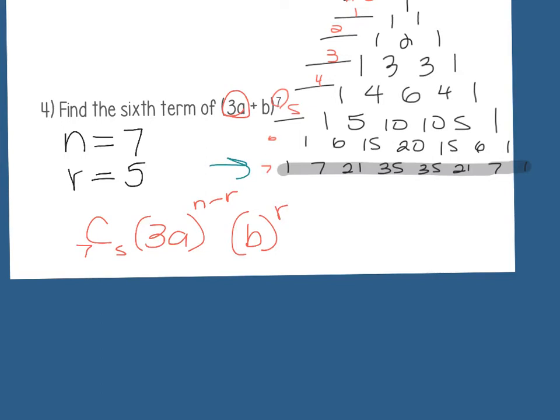So if I'm using row where n is 7, it's technically the 8th row. This would be the term that is 0. This would be 1. This would be 2. This would be 3. This would be 4. This would be 5. So the coefficient I want to use is 21.